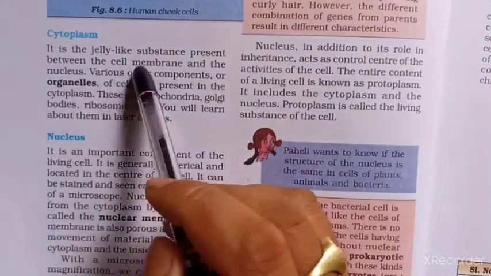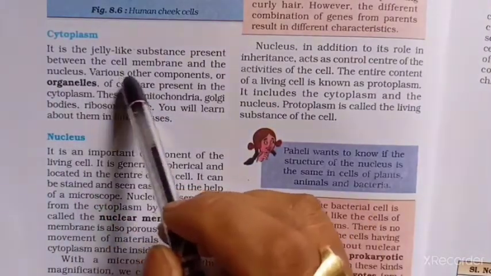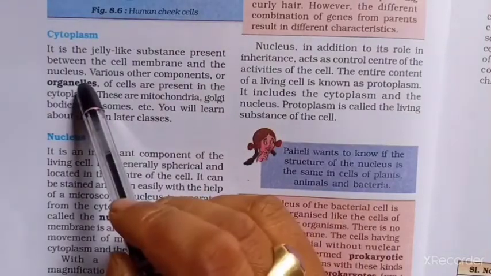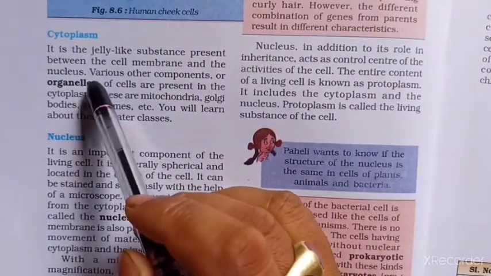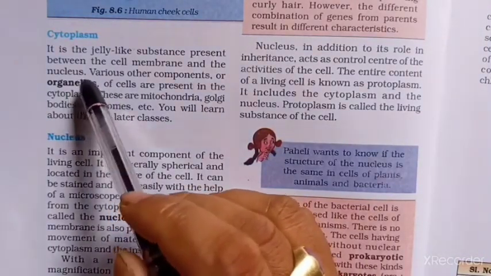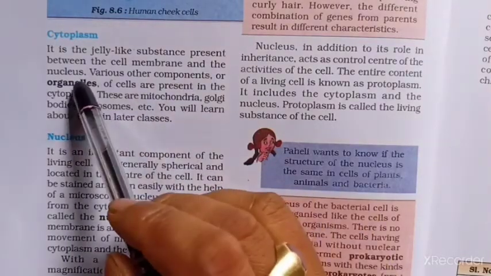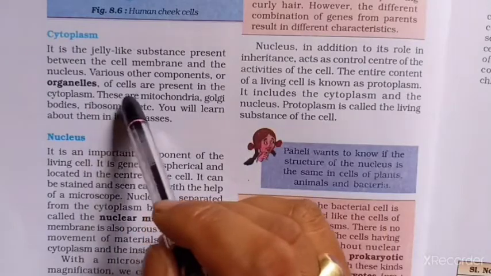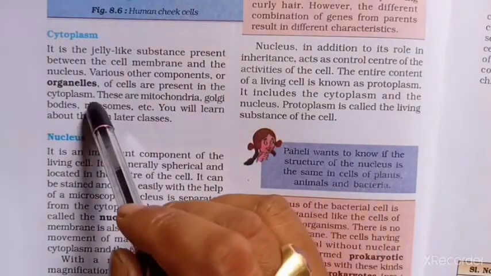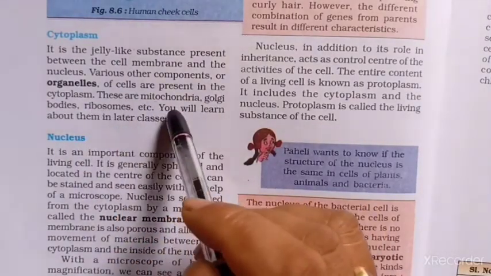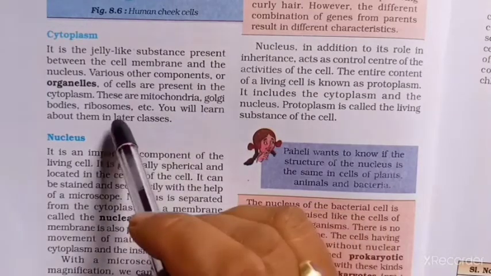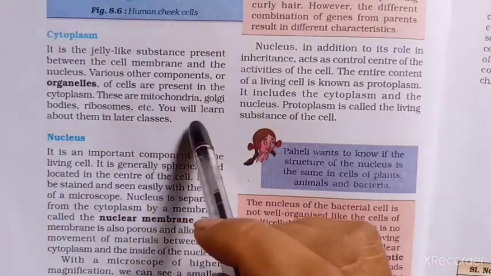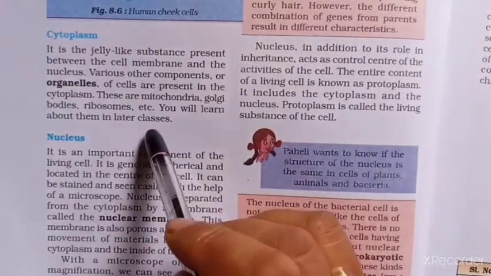Cytoplasm is the jelly-like substance present between the cell membrane and the nucleus. Various other components or organelles of cells are present in the cytoplasm, such as mitochondria, Golgi bodies, ribosomes, etc. You will learn about them in later classes.